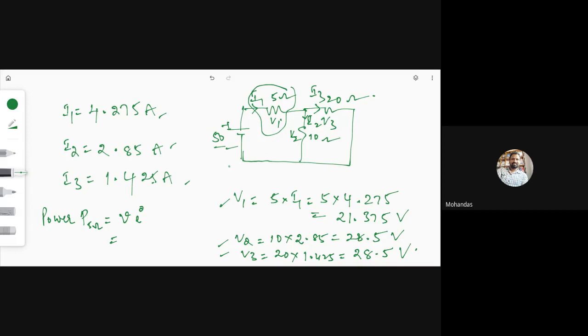What is the voltage across this resistor? 21.375 into what is the current here? How much current is flowing? 4.275. So if you do the multiplication, this will be the total power, and the units are watts. Likewise, they may ask any value, power, voltage or current in a particular branch. You can solve those problems by using KCL, KVL and Ohm's law. So power is voltage into current.